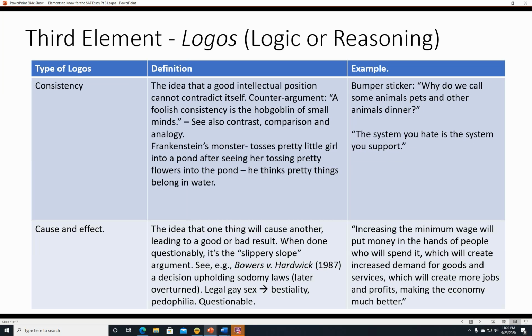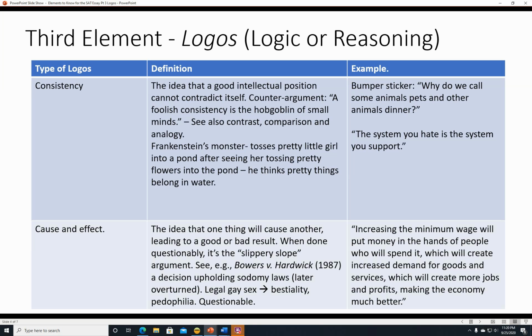The third element, logos, logic or reasoning, continued. Okay, consistency is another type of logos. The definition of consistency is the idea that a good intellectual position cannot contradict itself. In fact, most people would say, well, that's an anti-intellectual position because it doesn't make sense. It sounds like you haven't thought it through very well. However, the counter-argument to that is a foolish consistency is the hobgoblin of small minds. That's used in lots and lots of books and editorials and things like that.